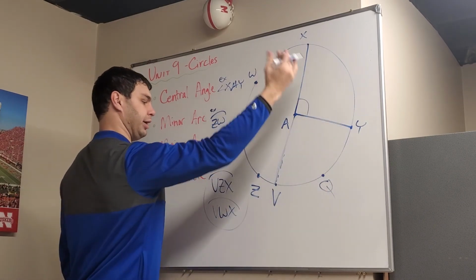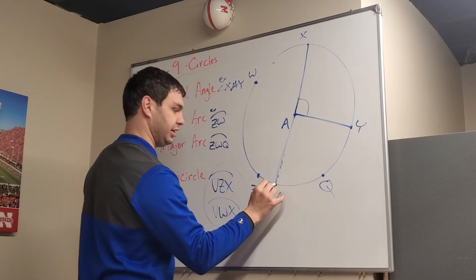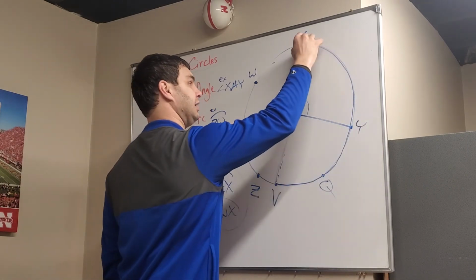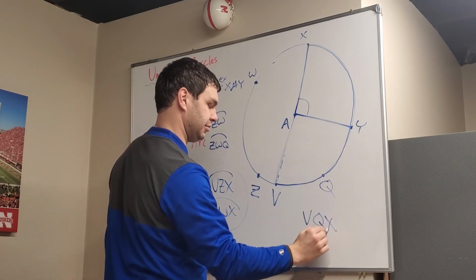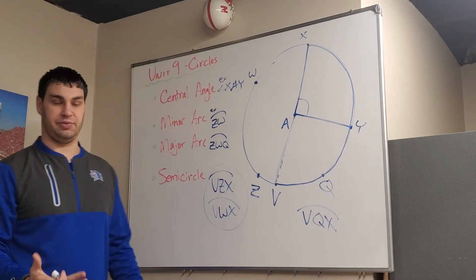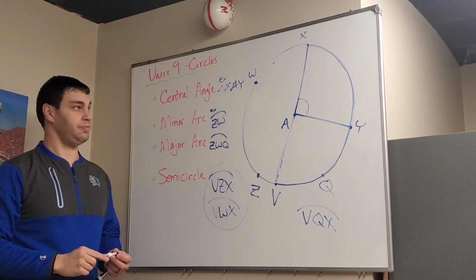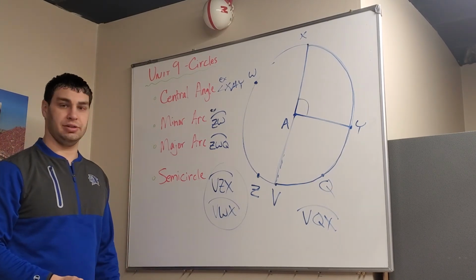If I wanted to go the other way, I could say this semicircle would be VQX, maybe. Arc VQX would be that semicircle. Okay, so four more definitions for you. Be sure you know those.